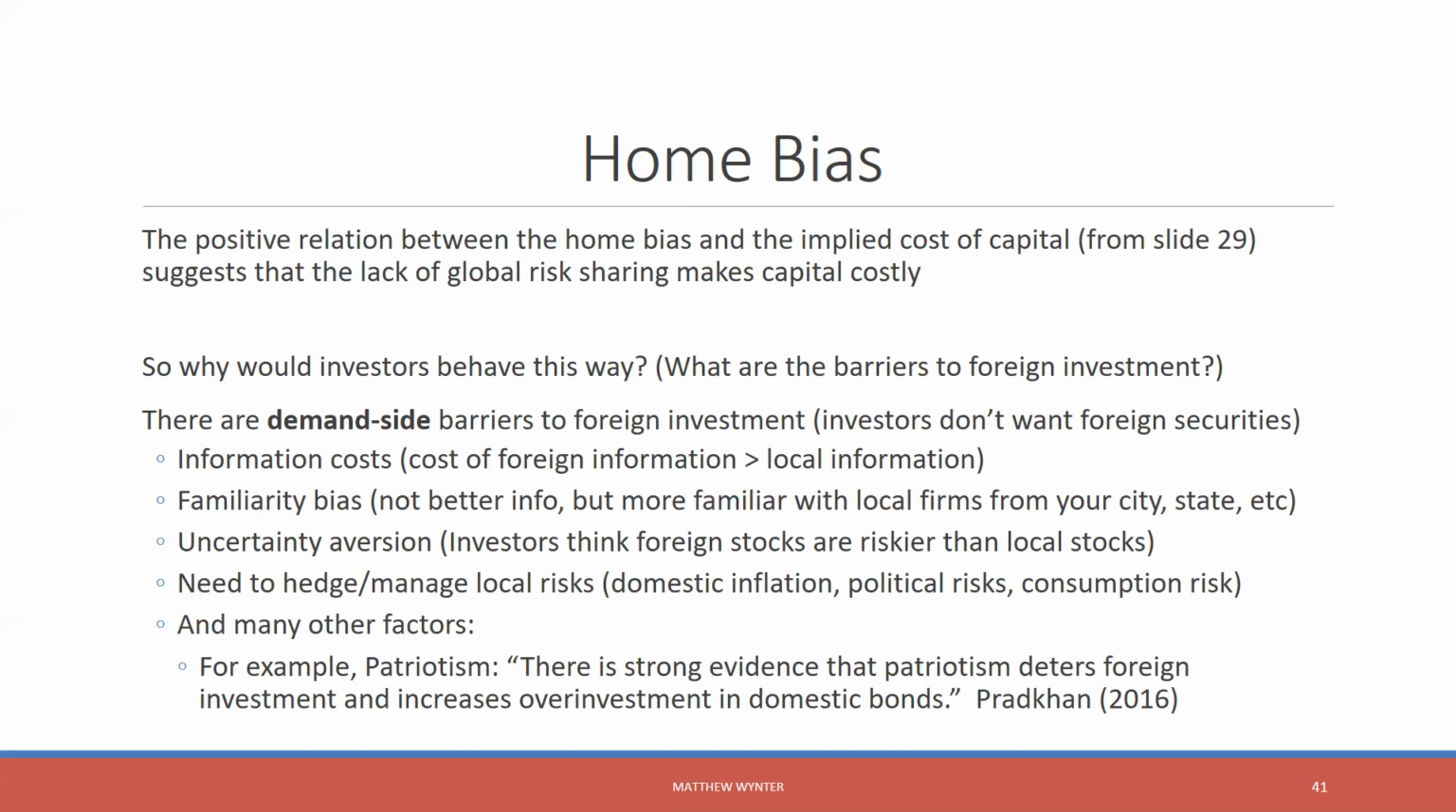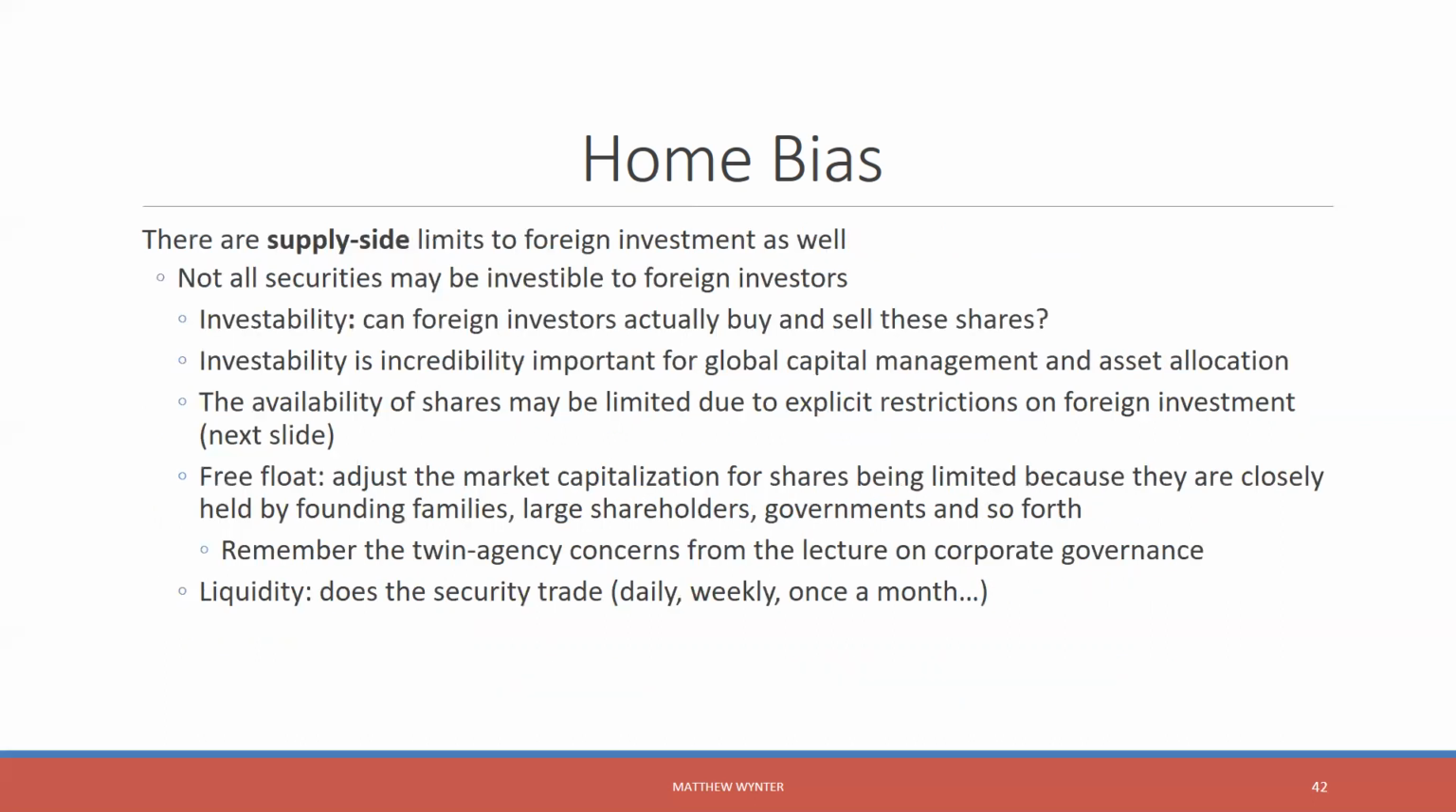There's information costs, familiarity bias, uncertainty aversion, the need to hedge local risk, and many other factors that can reduce investors' willingness to invest in foreign securities. There's also supply side limits to foreign investment. Not all securities may be investable to foreign investors. Investability is so important when we talk about global capital management and asset allocation.